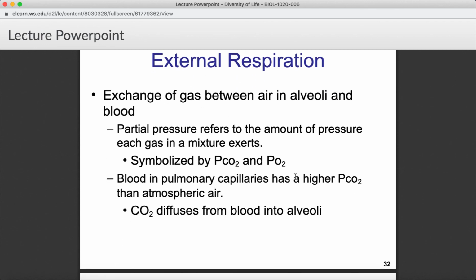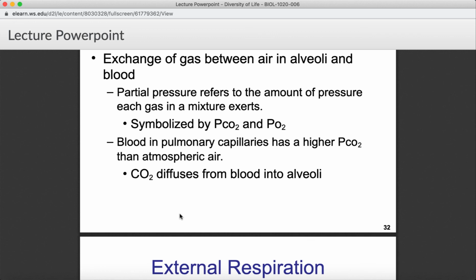Gas exchange happens in the alveoli. Partial pressure refers to the amount of pressure that each gas in a mixture exerts. So the P is the partial pressure of CO2 and O2. Basically, when you have gas in a container, there is pressure being exerted on the walls of that container. So you have the total amount of pressure, and then you can ask how much pressure is being exerted by the CO2 in that container versus, say, the nitrogen or whatever. That will tell you how much is there, relatively speaking.